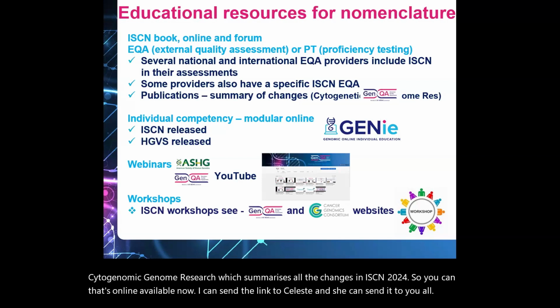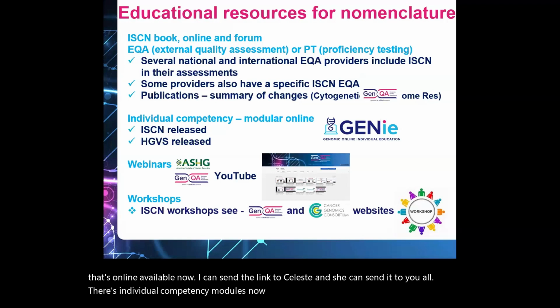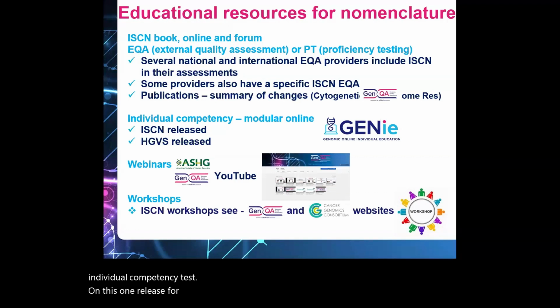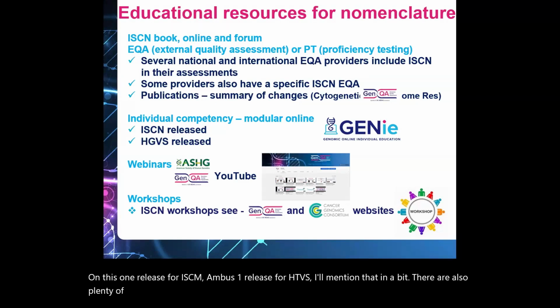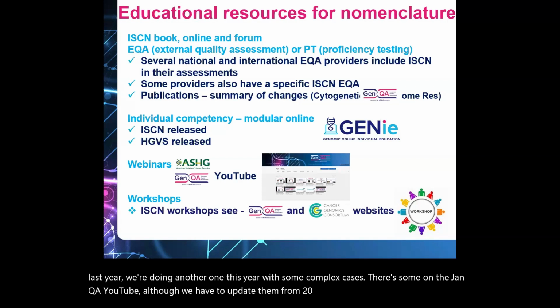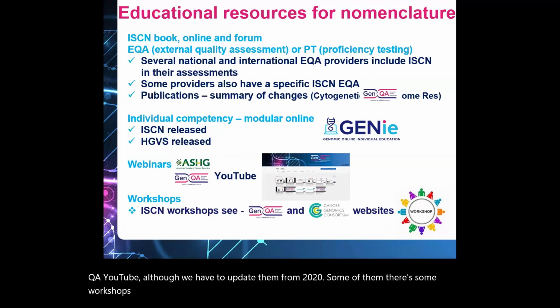There are individual competency modules now through GenQA. It's called Genie, and it's an individual competency test. And there's one release for ISCN, and there's one release for HGVS. I'll mention that in a bit. There are also plenty of webinars and workshops. So you've got the ASHG. We did one last year. We're doing another one this year with some complex cases. There are some on the GenQA YouTube, although we have to update some of them from 2020. There are some workshops, again, if you look on the websites for the Cancer Genomics Consortium or for GenQA, and possibly other places.